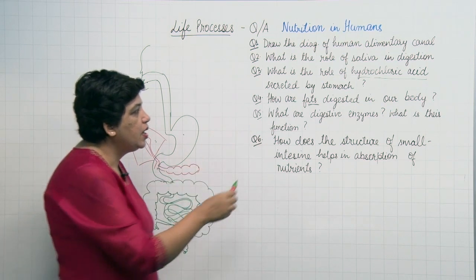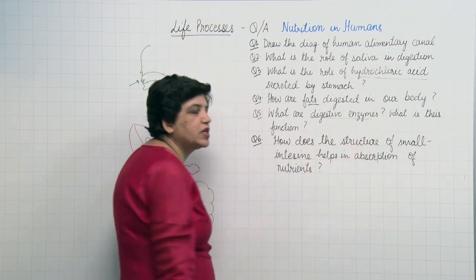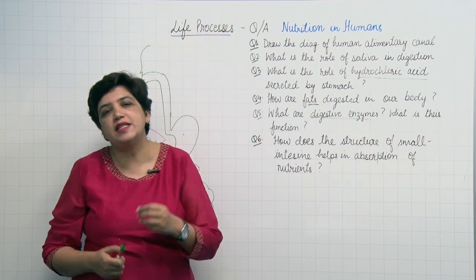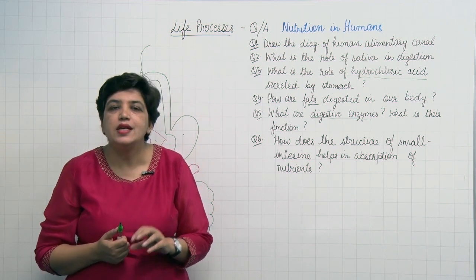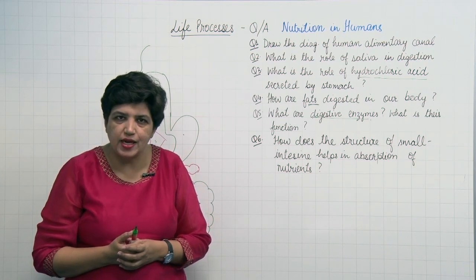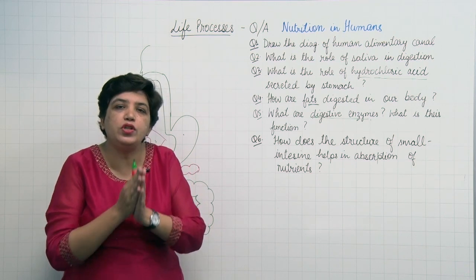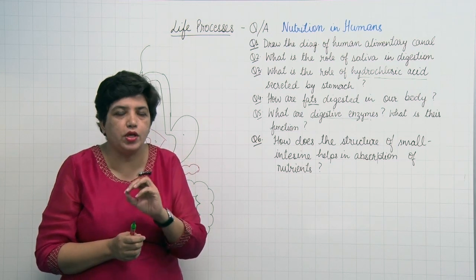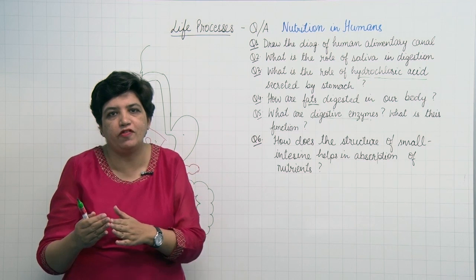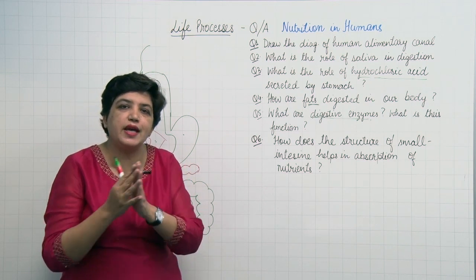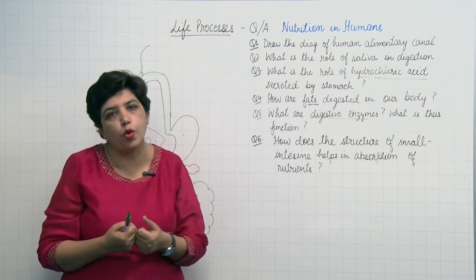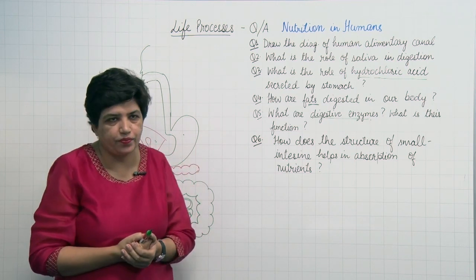Next question. What are digestive enzymes and what is their function? What is their role played in digestion? Digestive enzymes are the chemicals secreted by exocrine glands in the alimentary canal. They help in breaking down the nutrients into smaller molecules which are soluble in water and which are in the absorbable forms, so that the nutrients get absorbed into the blood and they are transported to each and every cell of the body for utilization.